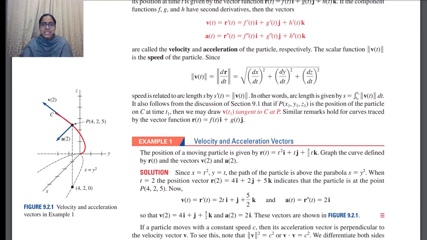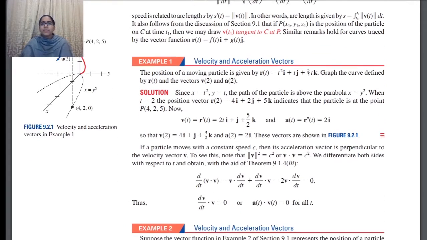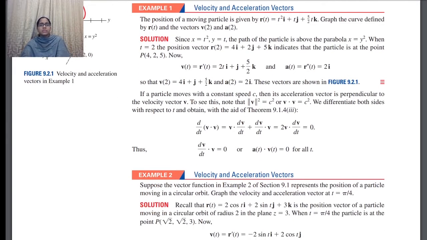Now next is an example which depicts the velocity and acceleration of a vector. Since we have done many problems to determine the first order derivative and the second order derivative of the given vector function, I don't think I have to go into detail of this example. You can easily see that, given a vector function, we are asked to find the velocity and the acceleration and graph them in the particular curve. That is, we just have to find the first derivative and the second derivative. I think it's much simpler.